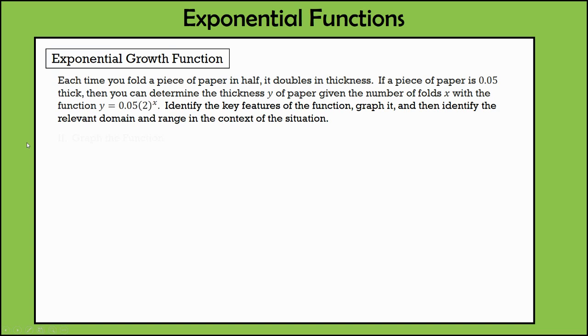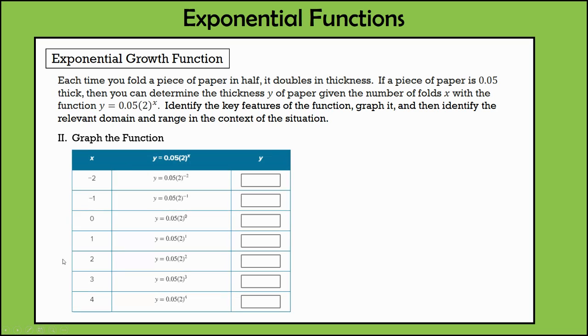Those are the key features. Second of all, graph it. So when we graph it, we're going to make a table of values. In this case, I went from -2 to 4. And notice that I take the function and replace the x, which is the exponent, with -2. Now be careful when you put all this information into a calculator. 2 to the -2nd, that answer times 0.05 would be 0.0125. Okay. 2 to the -1st, then multiply by 0.05, you should get 0.025.